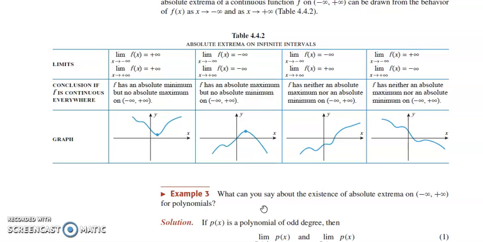Nammal polynomials in the limit edukumbo, so if you have an odd function, so odd degree polynomial. So if n is odd, then when we take the limiting value, so limit x tends to infinity and limit x tends to minus infinity of p of x, they will be of the opposite signs.